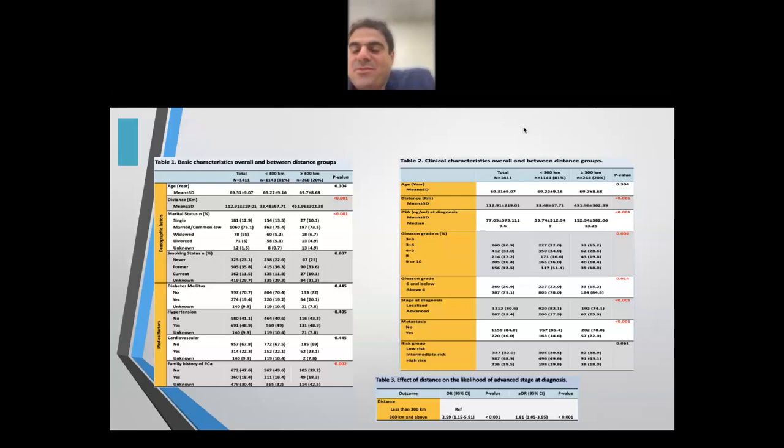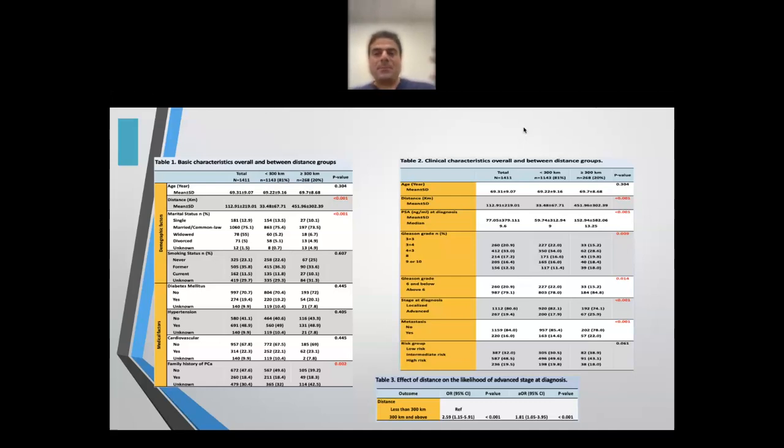The median PSA on presentation is 13.2 for the patients who are living far away, while it is 9 for the others. So automatically on presentation, the median puts you in intermediate risk prostate cancer, because if your PSA is between 10 and 20, you're in intermediate risk. If you're less than 10, you're in low risk. So without even saying anything, the median is already higher for the regional patients.